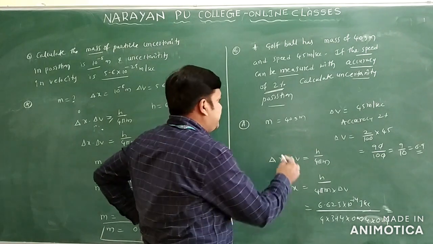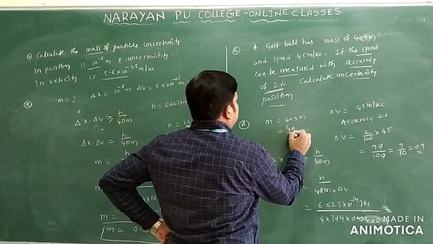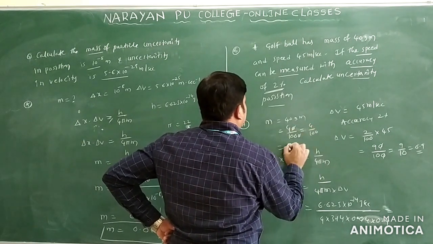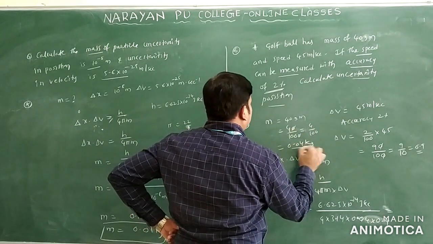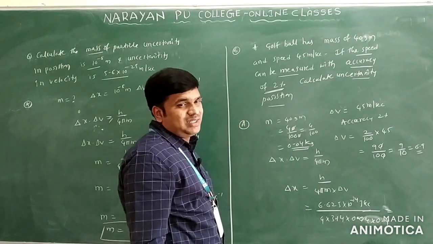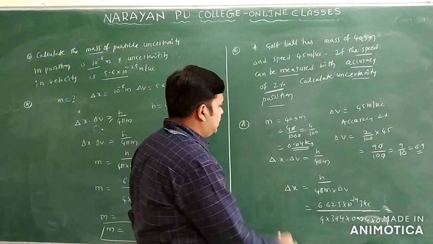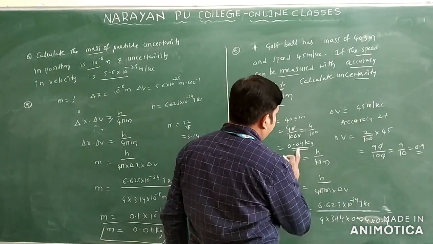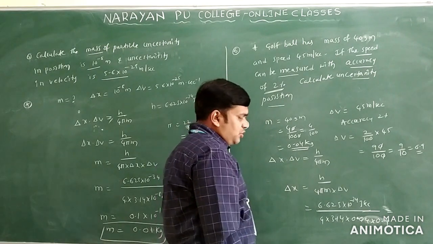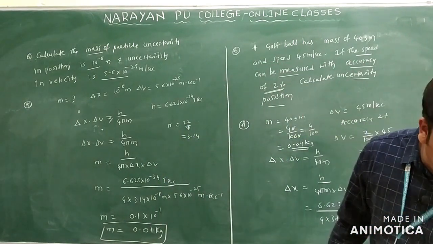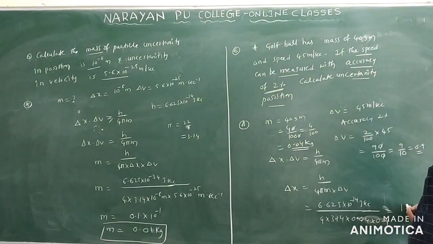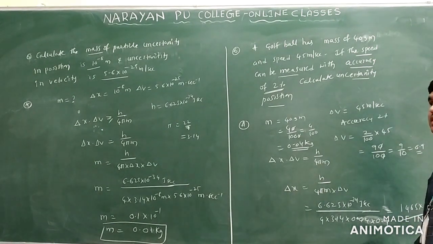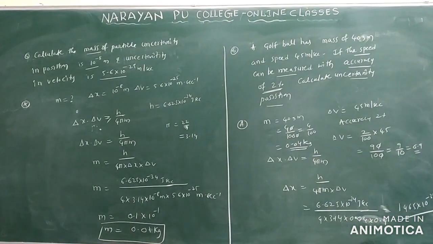Looking at the mass, m is equal to 40 grams. You can convert that into kg. How much will you get? 4 by 100, that is equal to 0.04 kilograms. Initially we wrote 0.4, that is wrong. So 0.04. Here 6.625 into 10 power minus 34 joule second by 4 into 3.14 into mass 0.04 into 0.9. Altogether you will get 1.465 into 10 power minus 34. This is the uncertainty in the position.